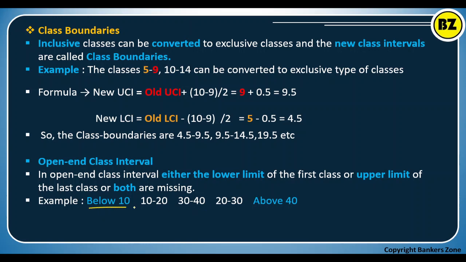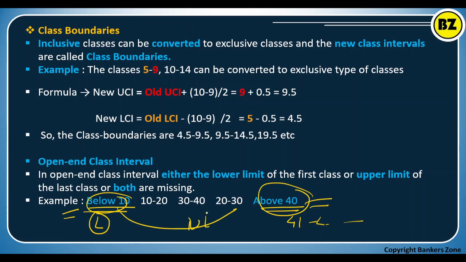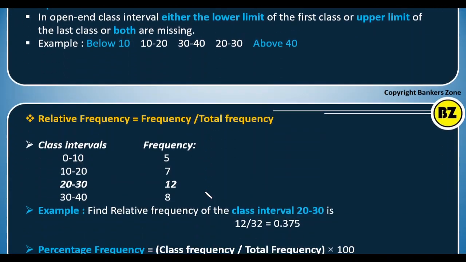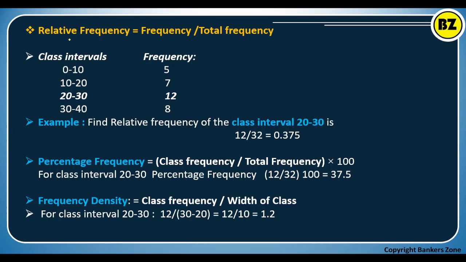See, below 10, the lower limit is missing, no limit. Below 10 means 9, 7, 8, anything. Above 40, we cannot judge, 41, 42 or 100. Above 40, so no upper limit. And you can also have both upper and lower limits missing. So we can say these are the open end class intervals. Okay, very easy.